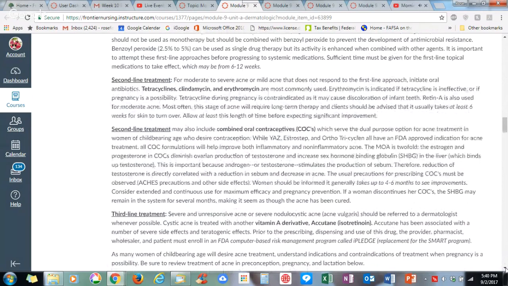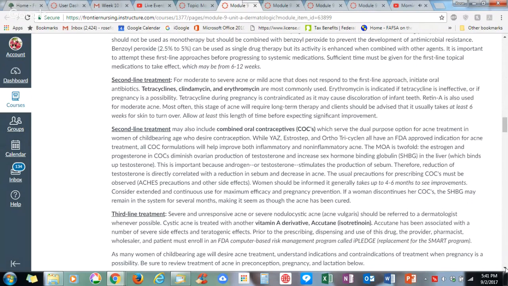The mode of action is twofold. The estrogen and progesterone in the combined oral contraceptives diminish ovarian production of testosterone and increase sex hormone binding globulin, SHBG, in the liver, which binds up testosterone. This is important because androgen or testosterone stimulates the production of sebum. Therefore, reduction of testosterone is directly correlated with a reduction in sebum and decrease in acne.